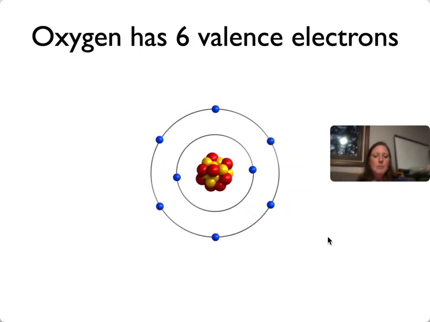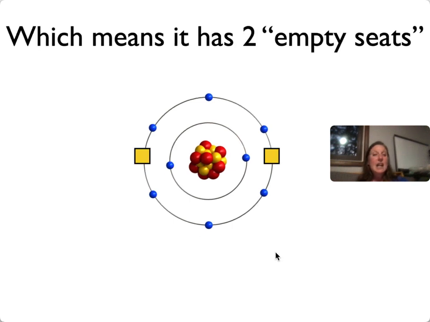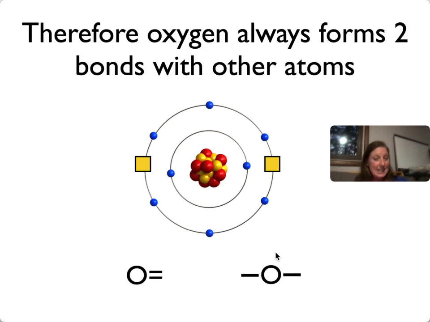Let's look at another example. Oxygen has 6 valence electrons. It has 8 in total, 2 of them in the innermost shell and 6 in the valence shell. Now, because that valence shell holds 8 electrons, that means that oxygen has 2 empty seats. And because it has 2 empty seats, it will always form 2 bonds with other atoms. Sometimes it'll be a double bond with just 1 other atom. Sometimes it will be 2 single bonds with 2 different atoms, but oxygen will always have 2.